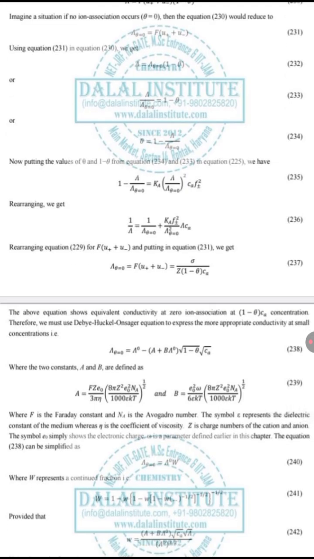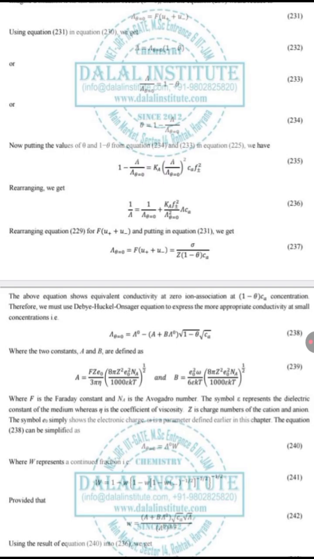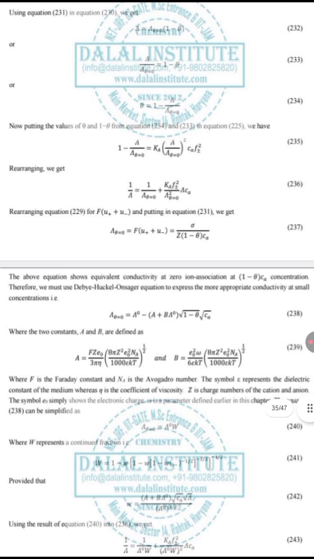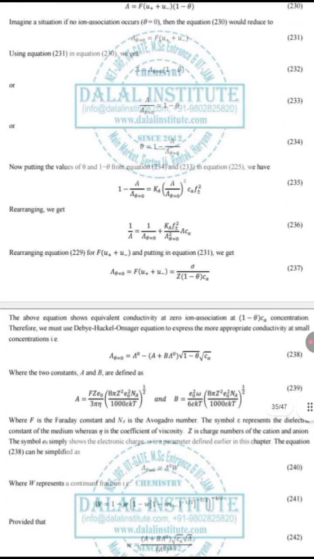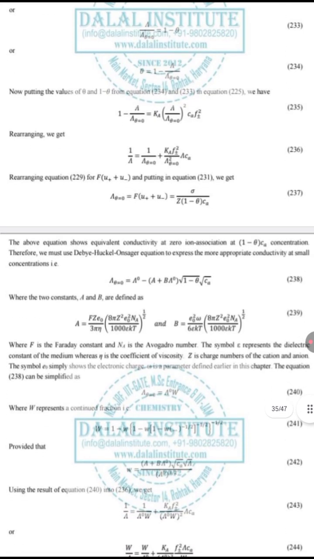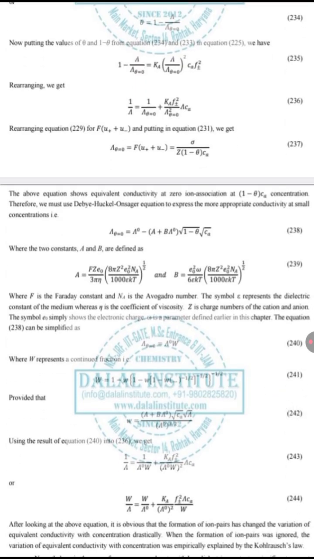Imagine a situation where no ion association occurs, theta equals 0. Then equation 230 would reduce to lambda at theta equals 0, which equals F into (mu plus, mu negative), equation 231. Using equation 231 in equation 230, we get lambda equals lambda at theta equals 0 into (1 minus theta), equation 232. Or we can say that lambda by lambda at theta equals 0 equals 1 minus theta, equation 233. Or we can say that theta equals 1 minus lambda by lambda at theta equals 0, equation 234.